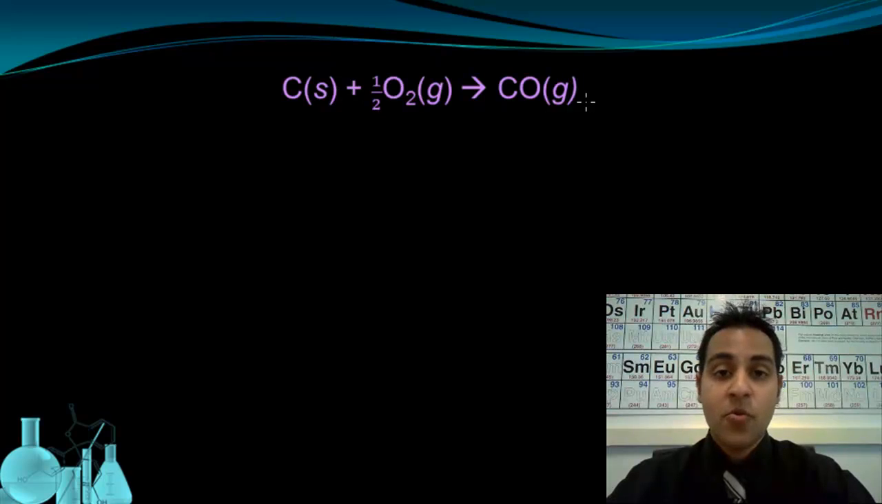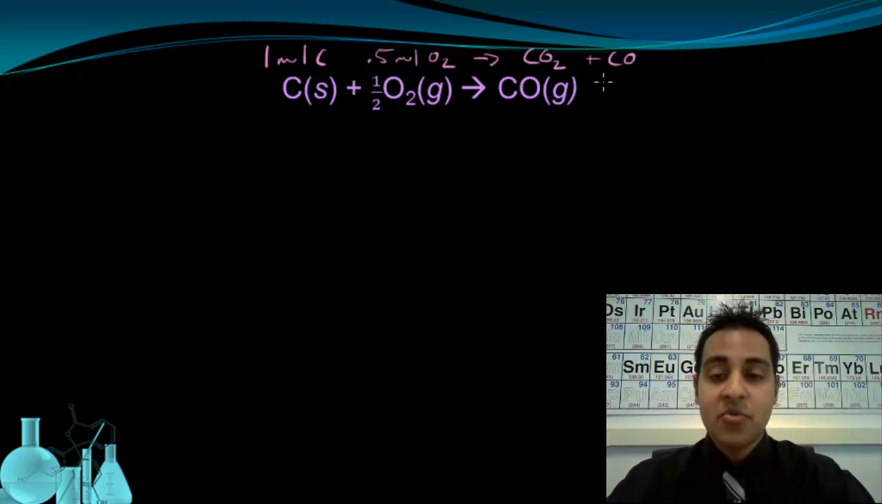Well, if you took molar quantities, so 1 mole of carbon, and you took half a mole of oxygen, just like the balanced equation says, you would not get 1 mole of carbon monoxide. Instead, you would get a mixture of carbon dioxide and carbon monoxide. This may look familiar to you as the products of incomplete combustion. Some of the carbon will combust completely to give carbon dioxide, whereas carbon monoxide is a product of incomplete combustion, so it doesn't ever come by itself.